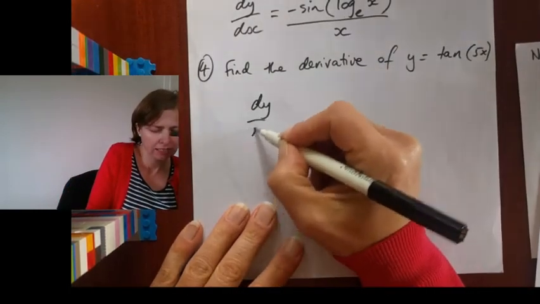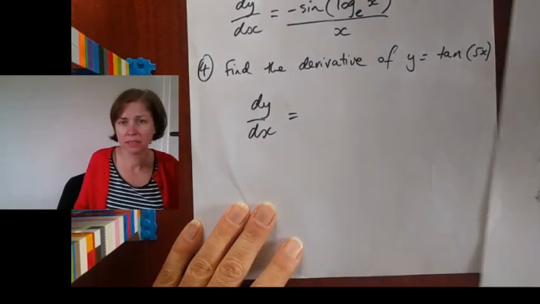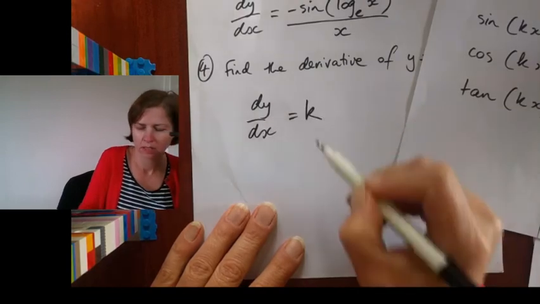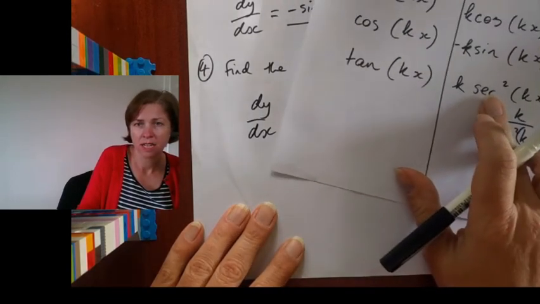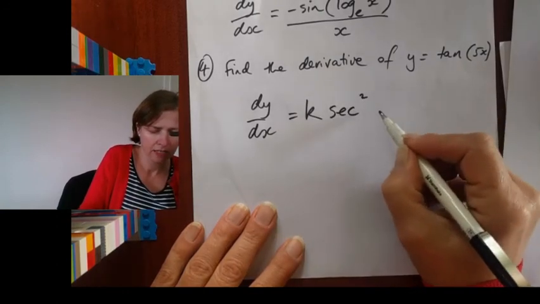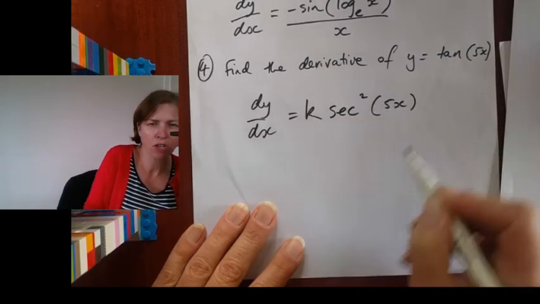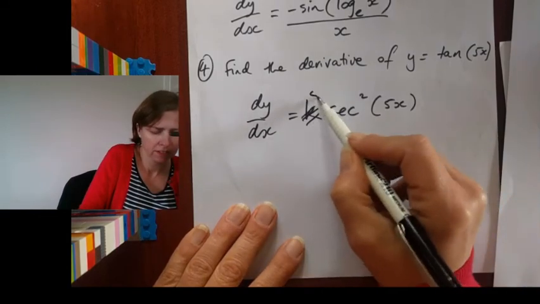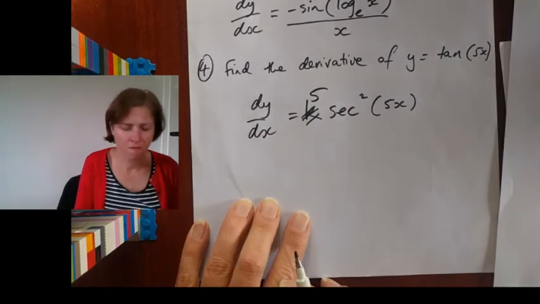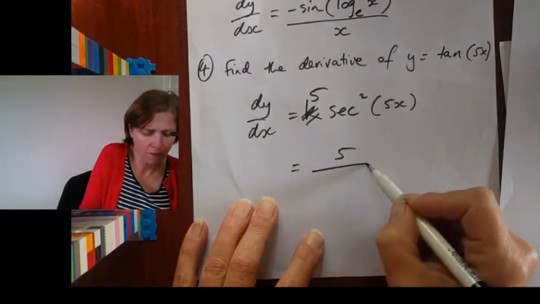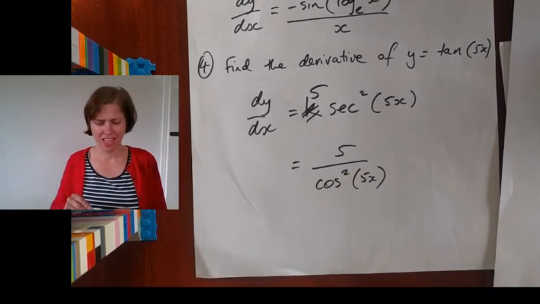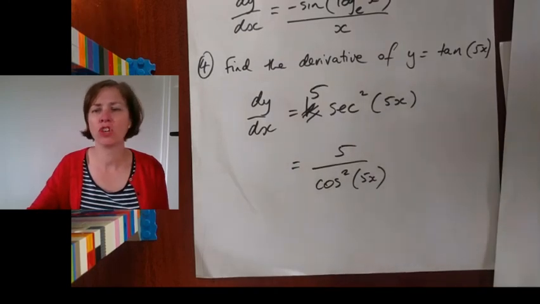So dy dx is going to be k out the front, and then sec squared of kx, sec squared of 5x, and I wrote k when I should have written 5. dy dx equals 5 times sec squared 5x, or I can write that as 5 over cos squared 5x. All right, that is the how-to of differentiating circular functions.